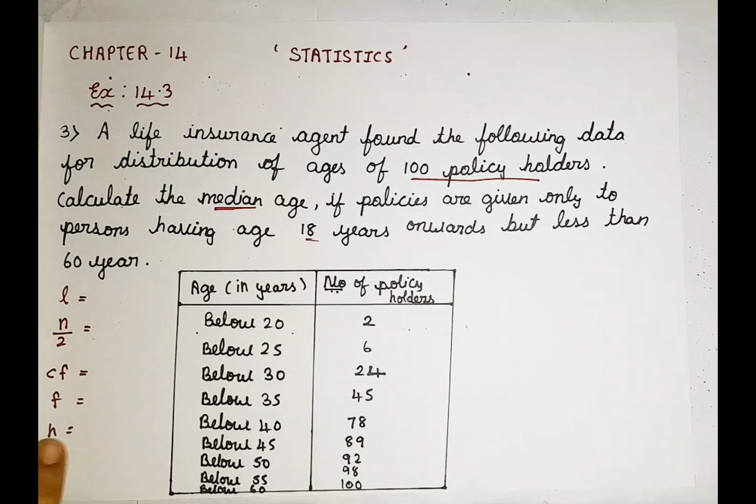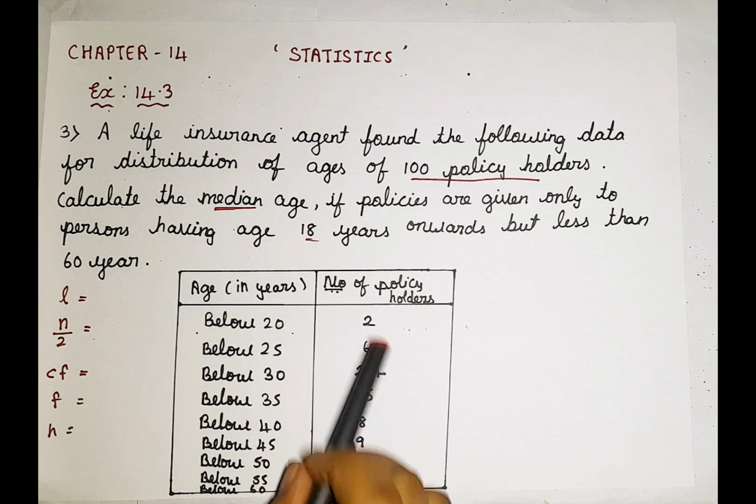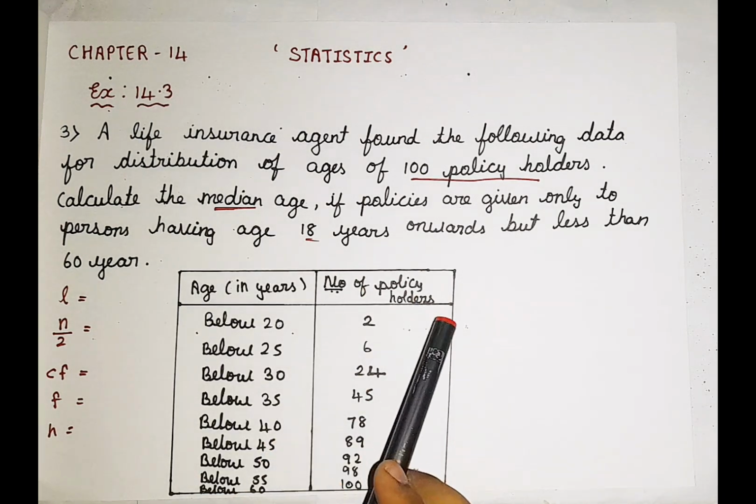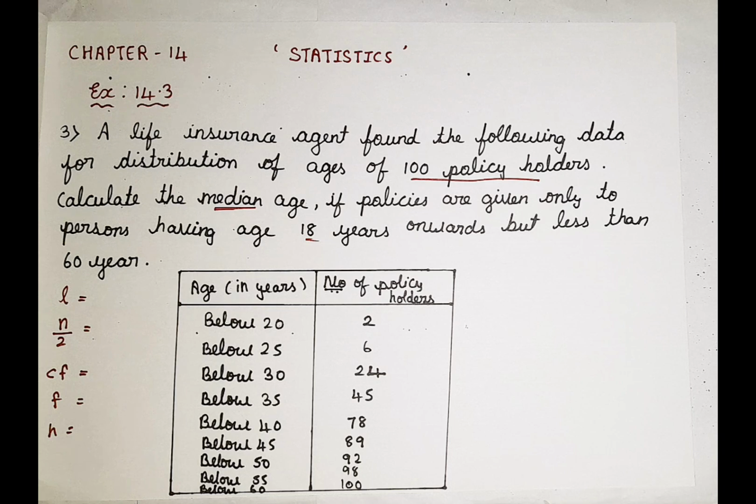Here one more thing I would like to ask is, here we have values like this, that is number of policy holders, right? I would like to ask whether it is a frequency or cumulative frequency. You might be wondering, of course it is a frequency. Why? Because in almost all the questions we just take it as frequency, isn't it? But you should be aware of one thing: here the last number is 100.